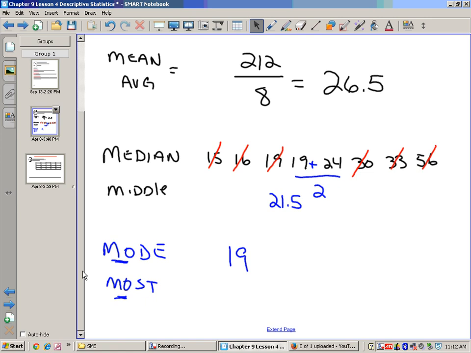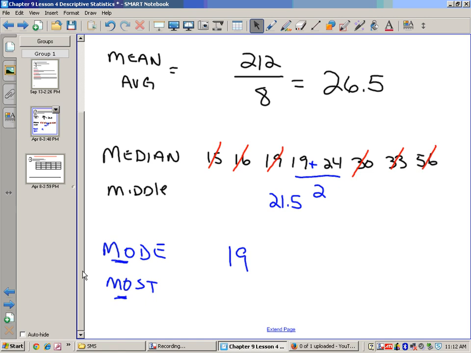Now remember, you can have more than one mode. Say we had a 56 in there twice. So our mode would have been 19 and 56. Or if 19 only showed up once and every number was only one time, you would just write no mode. Don't write down 0, because 0 would be the number. We want to write down no mode if there is no mode.